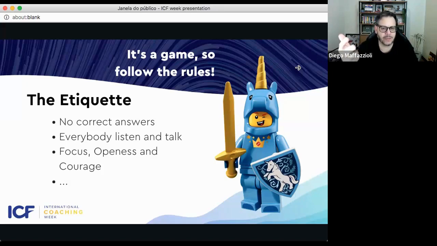We need openness because perhaps I disagree with you about something, okay? But I need to respect your opinion. And I need courage to talk about things that sometimes are a little difficult to touch, to expose to others, okay? And the 3 dots here are to remember that you can create any kind of rules that you think are important to your facilitation, okay?